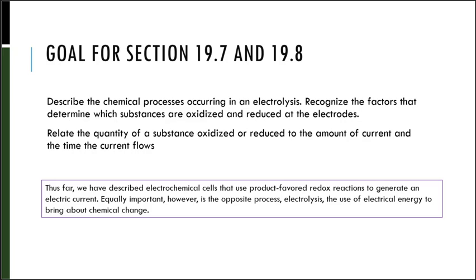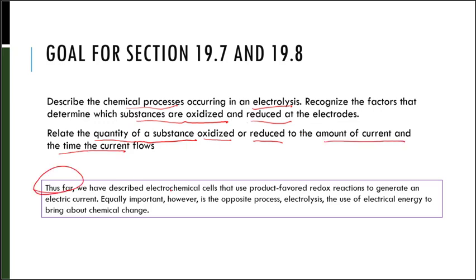The last sections in this chapter are looking at the chemical processes occurring during electrolysis. We will recognize the factors that determine which substances are oxidized and reduced at the electrodes, and then relate the quantity of a substance oxidized or reduced to the amount of current and the time that current flows.